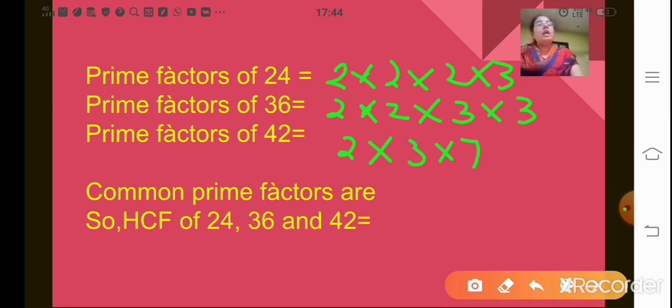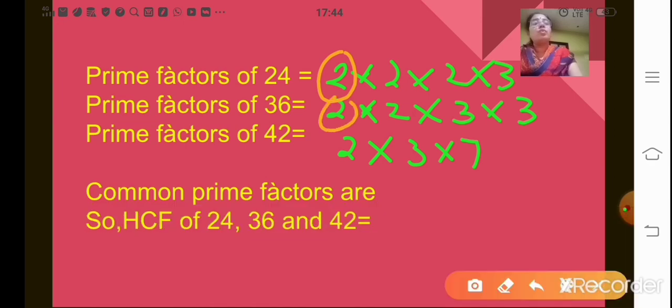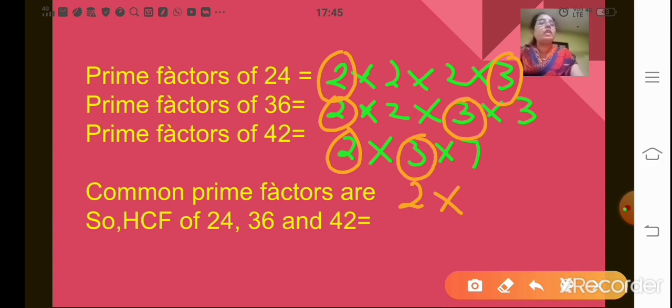Now, what are the common prime factors in all the three numbers? Yes, so here we have 2 and 2 common. So common factors are 2. Any other common factor? Yes, the number 3 is common in all the three numbers.